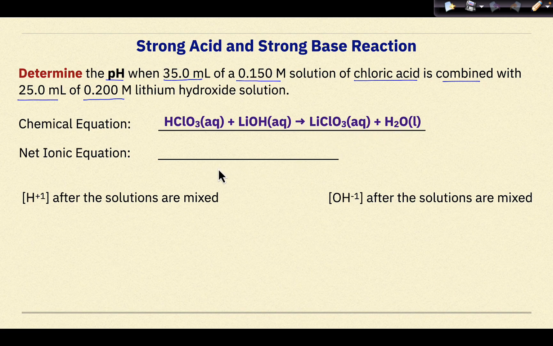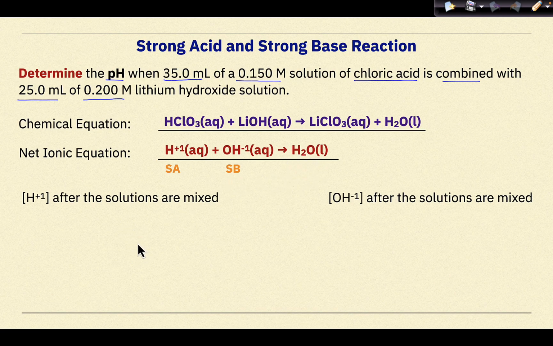The net ionic equation here is H+ plus OH- yields H2O, as H+ represents our strong acid and OH- represents our strong base, and since they are in a 1-to-1 ratio, they will neutralize each other to form water.